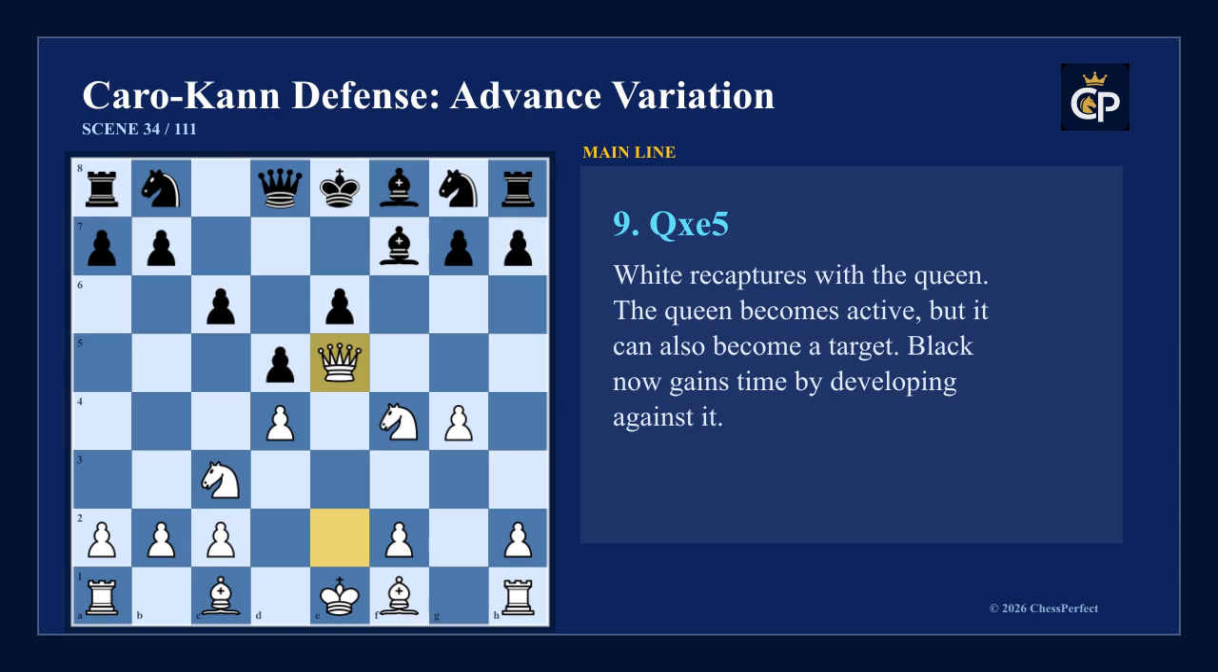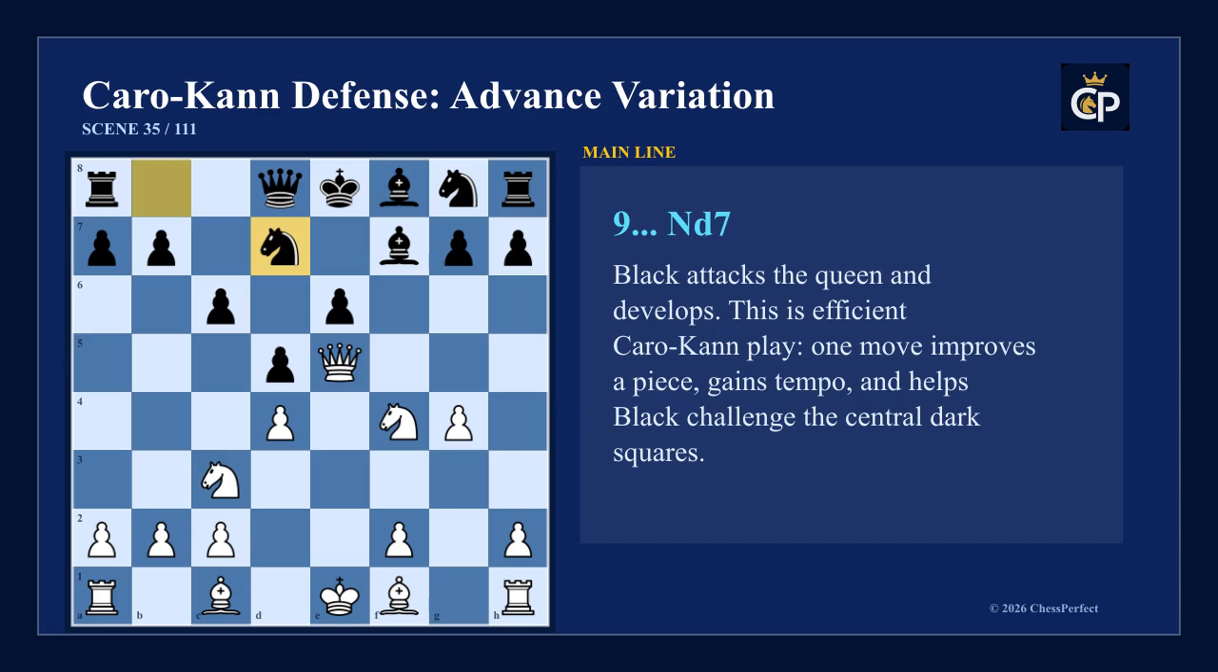Queen takes e5. White recaptures with the queen. The queen becomes active, but it can also become a target. Black now gains time by developing against it. Knight d7. Black attacks the queen and develops. This is efficient Caro-Kann play: one move improves a piece, gains tempo, and helps black challenge the central dark squares.